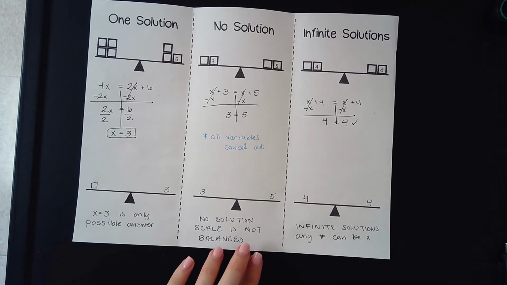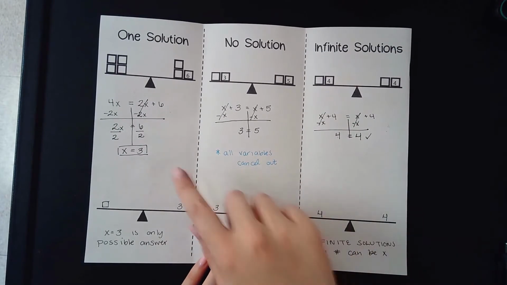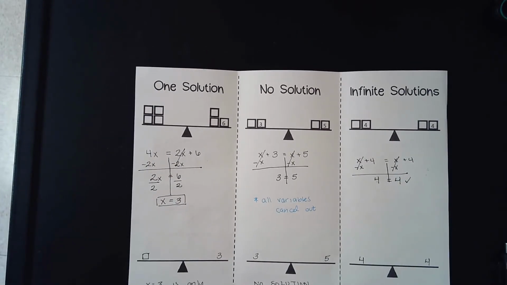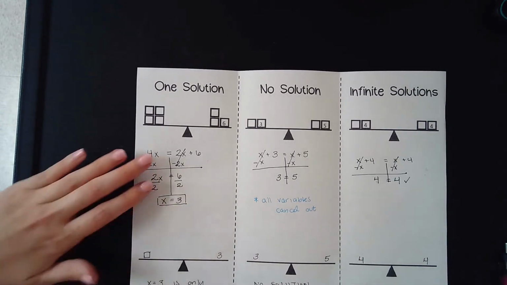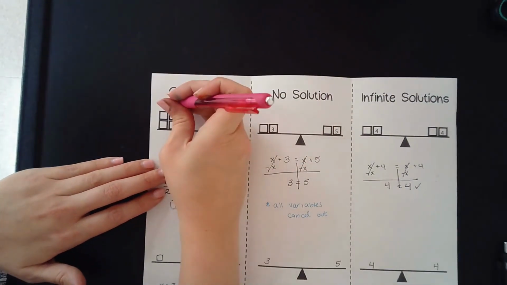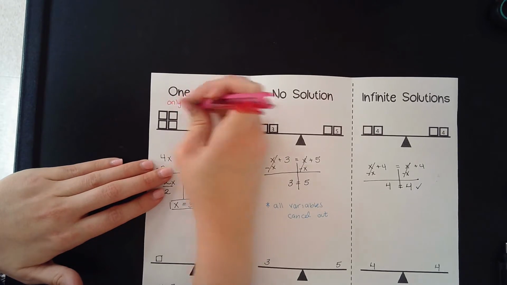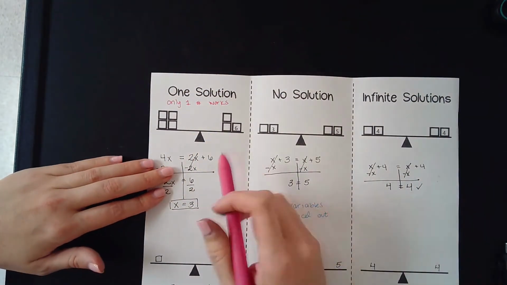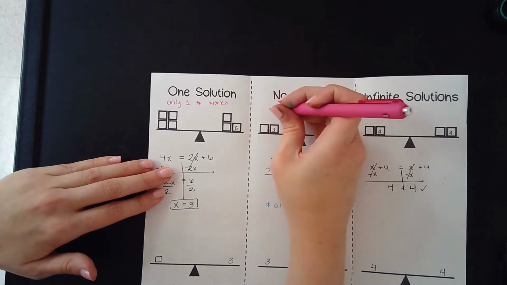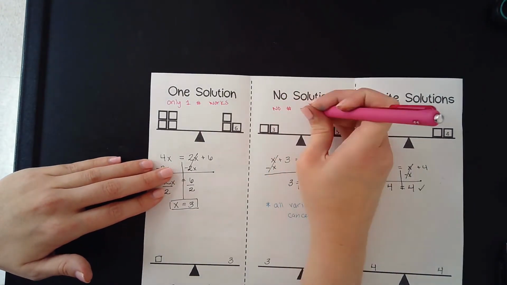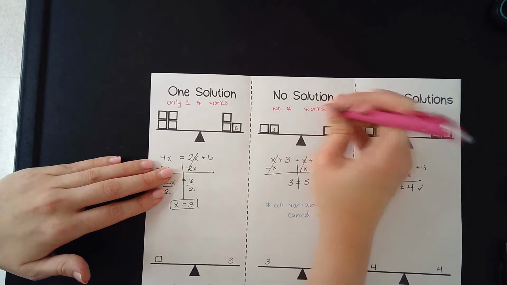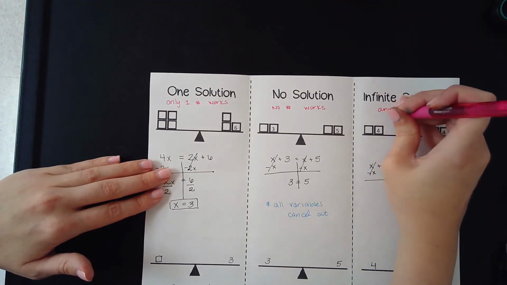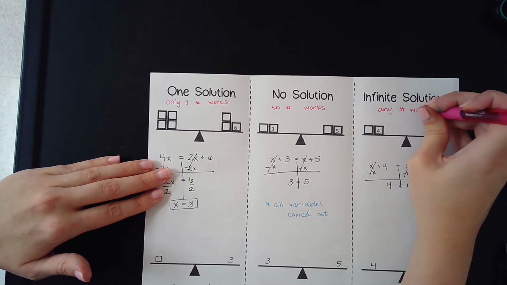So our 3 main solution types: you either get an answer, and in this scenario, only one number works. When we have no solution, this is what happens when no number works. And when you have infinite solutions, we know that any number works.